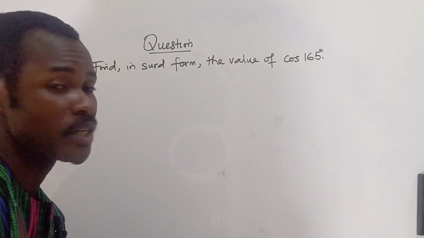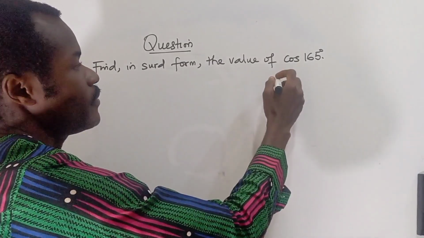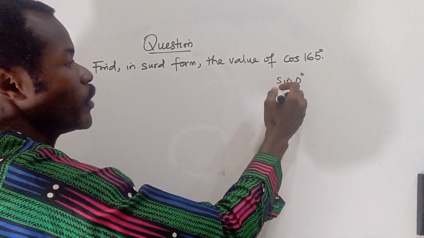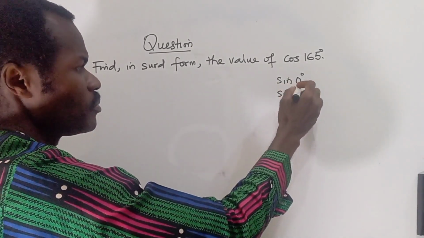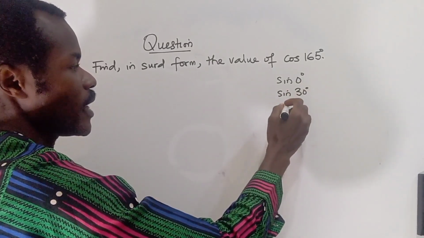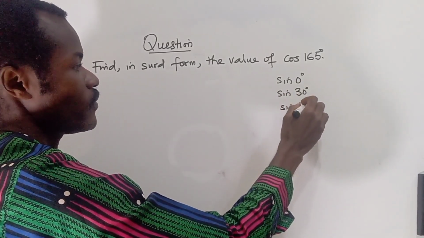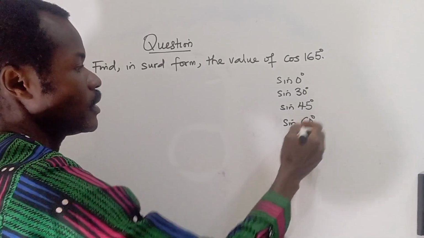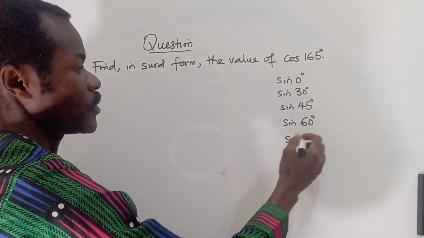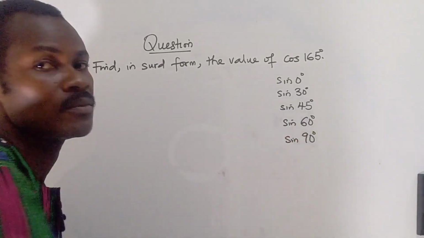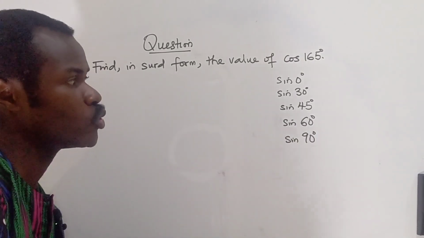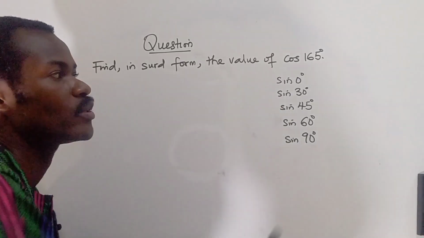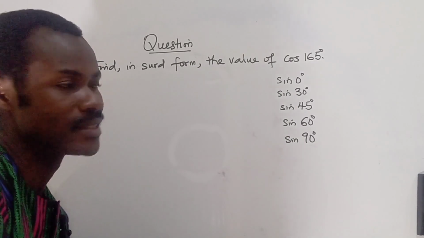Okay. Now, for your special angles, we have sine 0 degree, sine 30 degree, sine 45 degree, sine 60 degree, and sine 90 degree. So you want to look for any of these that can add up to the value that is there.